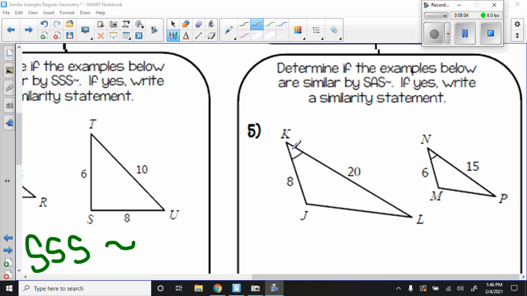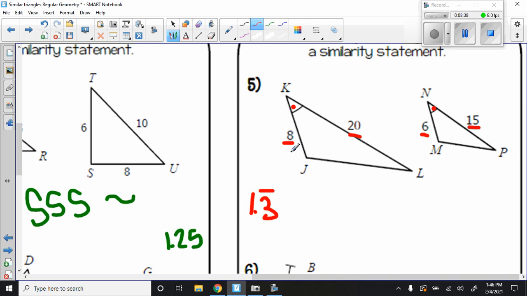So what needs to be true here is these angles in the middle have to be equal. Those markings say yes. If they're marked the same way, they have the same measure. If the scale factor from 8 to 6, I'll go ahead and tell you what that is. 8 divided by 6 is 1.3 repeated. That scale factor needs to be true from 20 to 15. 20 divided by 15 is 1.3 repeated.